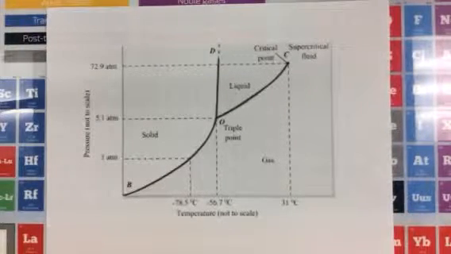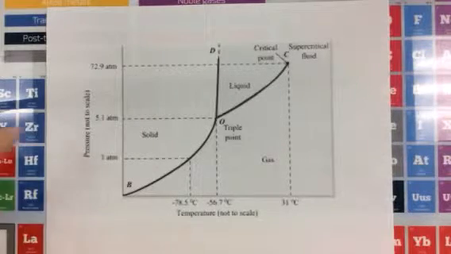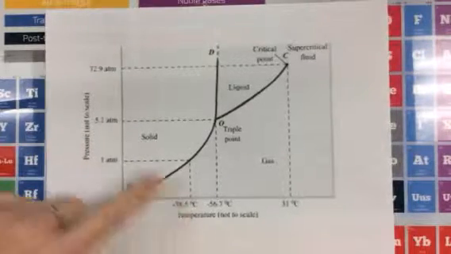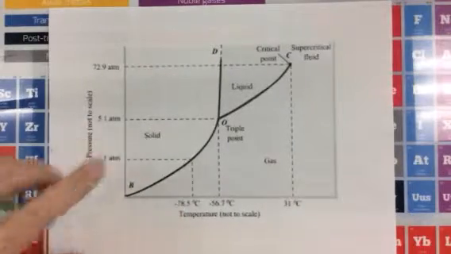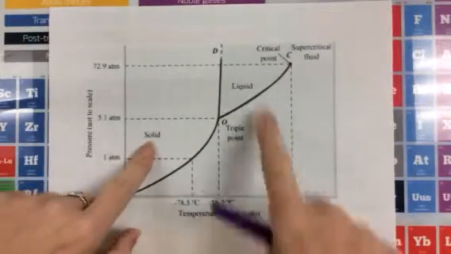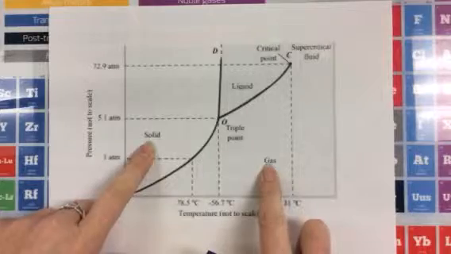Today we're going to talk about phase diagrams. A phase diagram is just reading a graph. If you can read a graph, you should be able to read a phase diagram. The only difference is a phase diagram actually tells you, based upon what temperature and pressure you have, what state of matter your matter's actually in.